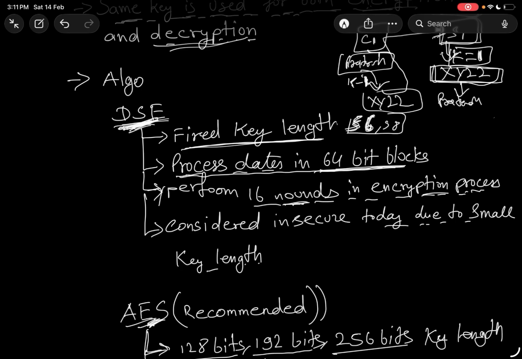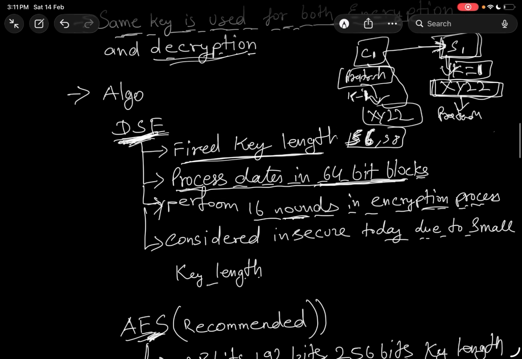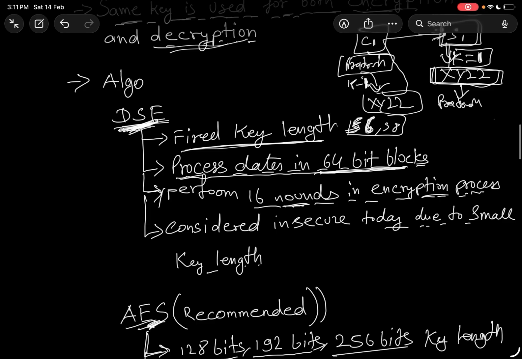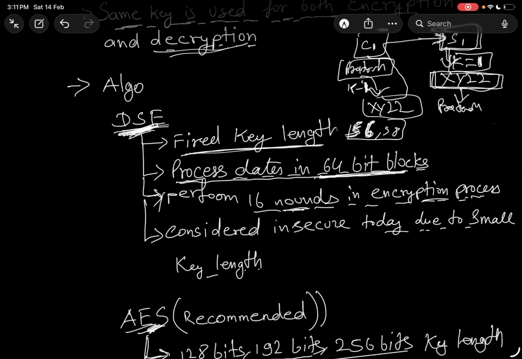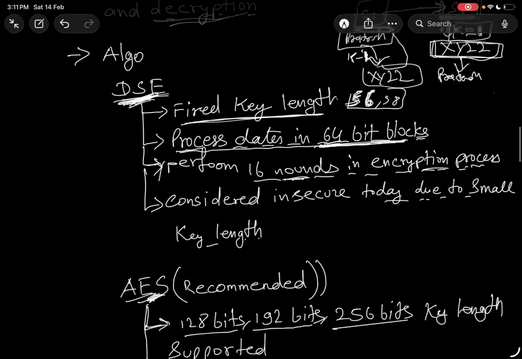Then it processes data in 64-bit blocks. So what these encryption algorithms will do is divide our data into bits and process that data into some bits. So DES divides our data into 64-bit blocks and then processes it. It performs 16 rounds in the encryption process. So what is a round?